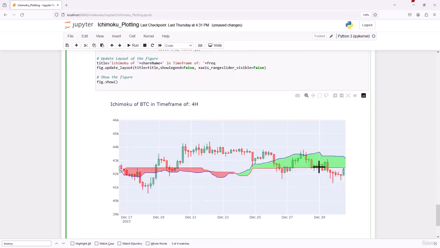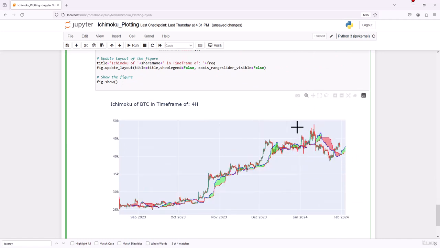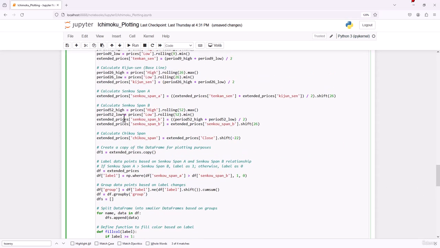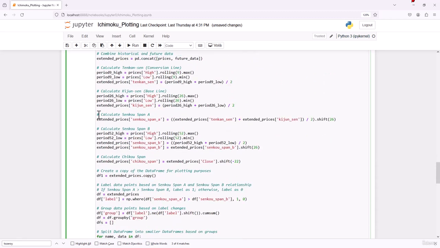In fact, here we want to calculate this blue line in this figure, which is called Senkou span A. Great. Let's zoom out a bit. Beautiful. Well, to calculate this line, we need to type the following commands. In fact, this line is the average of the Tenkan-sen and Kijun-sen lines shifted forward by 26 candles.